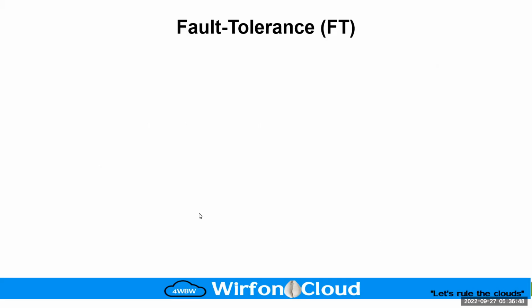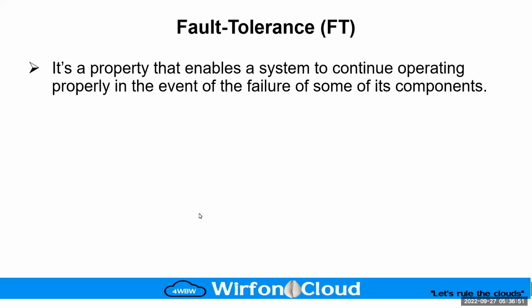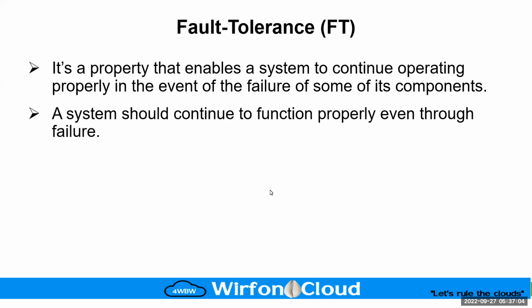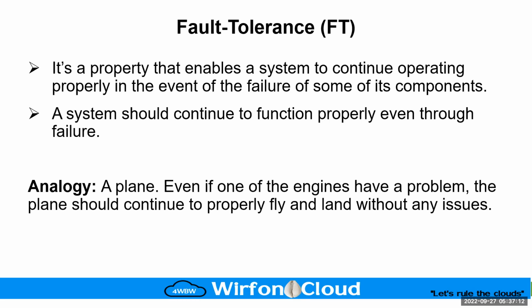Now, the next one is fault tolerance. It is a property that enables a system to continue operating properly, even in the event of failure of some of its components. So with fault tolerance, the system should continue to function properly even through failure. An example can be a plane. God forbid, if one of the engines has a problem, the plane should still continue flying properly and land without any issues.